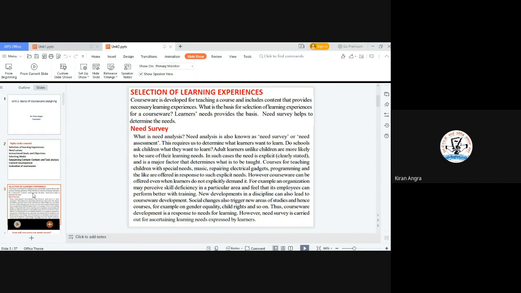Need survey is also called need analysis or need assessment. This requires us to determine what the learners want to learn. So, for a course for teaching children with special needs, we have to work out what we are teaching. As I've discussed, if you are teaching adults or you are teaching students, you think of a different instructional design. Same is here. For any experiences you have to give, you have to go for need analysis, need survey, or need assessment.